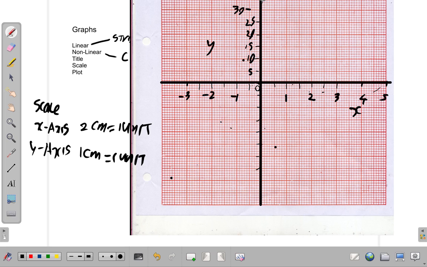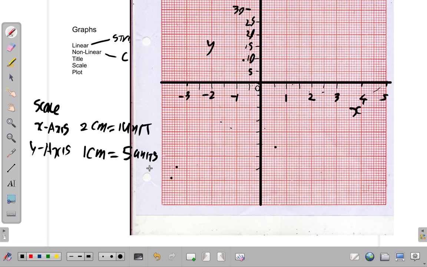So I have to compress these numbers to fit on the graph. So what I'm doing is making 1 centimeter, I have 5 units. 1 more centimeter, I have another 5 units making 10. 1 more centimeter, 5 more units on the 10 making 15, and so on. So on the y-axis, I'm using a scale of 1 centimeter equals 5 units. All right? 1 centimeter equals 5 units.